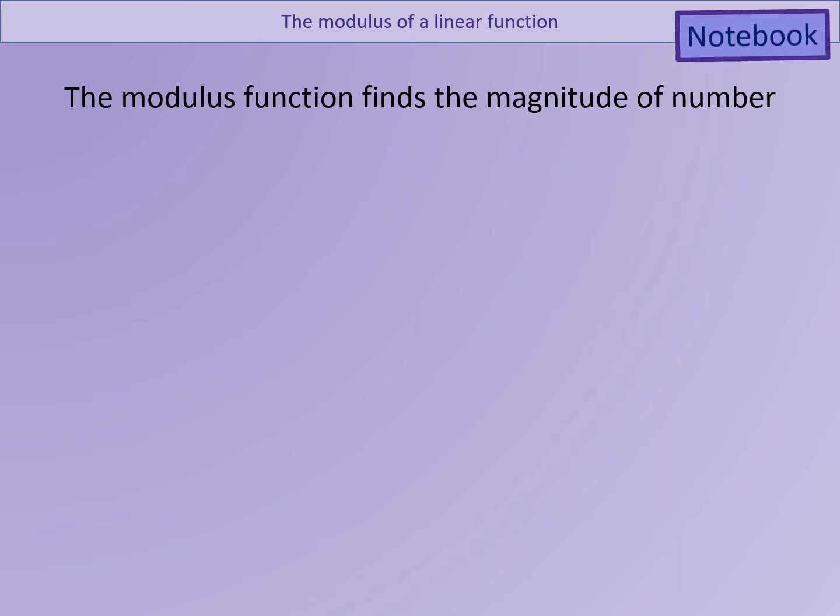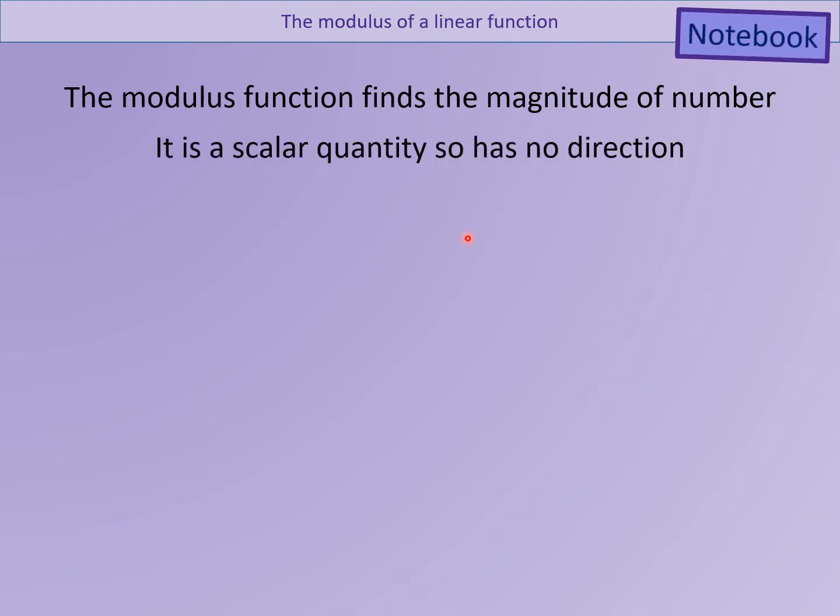A2 Maths modulus function. So we've seen this a few times. It's popped up. We haven't really done much work on it. And it's what's called the modulus function. Now the modulus function is something that finds the size of a number, the magnitude of that number. It's what's called a scalar quantity. In other words, it has no direction. That's important when you consider what it does to negatives.